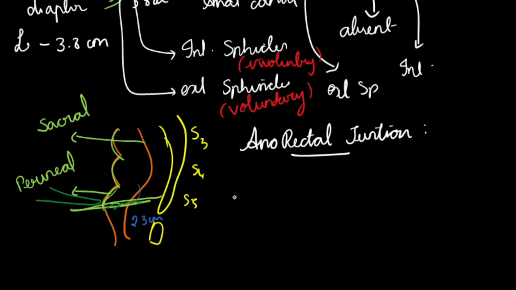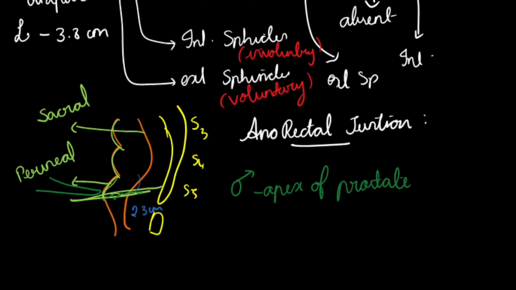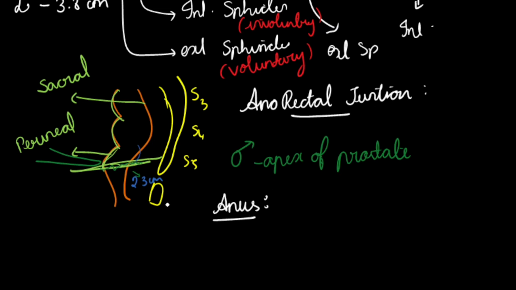In the male, the location of the anorectal junction exactly corresponds to the level of the apex of the prostate. Regarding the anus, we all know this is a simple opening, and it is situated 4 centimeter in front of and below the coccyx. The anorectal junction is 2.3 centimeter in front of the coccyx. In the anus, we can see skin which is highly pigmented and thrown into radiating folds. And here in the anal ring, we can see the apocrine glands present.